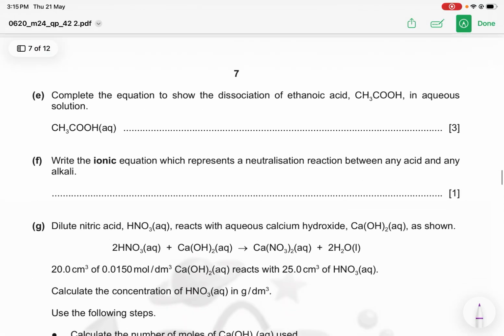Next, complete the equation to show the dissociation of ethanoic acid in aqueous solution. So we should know that ethanoic acid is a weak acid, and therefore it will have a reversible sign here, and CH3COO minus plus H plus. This is the dissociation of ethanoic acid.